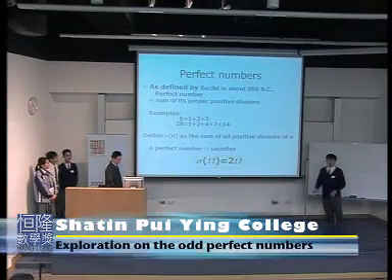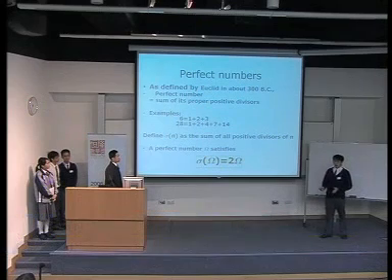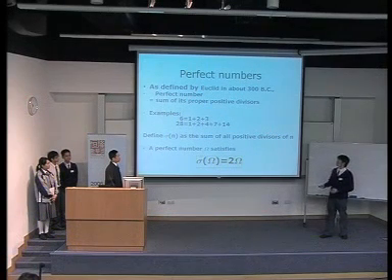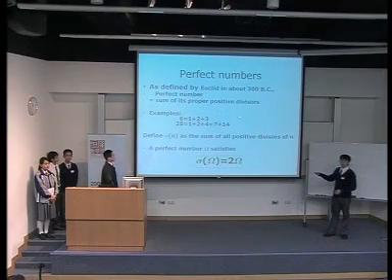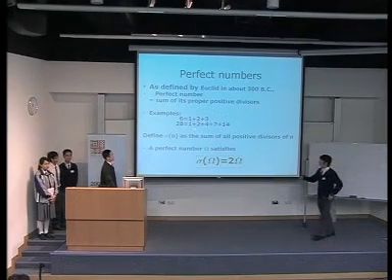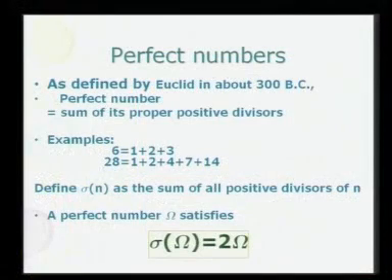So what is an odd perfect number? Euclid first defines this concept in 300 BC. A perfect number is equal to the sum of its proper positive divisors. For example, 6 is a perfect number because the sum of factors of 6, 1, 2, and 3, is equal to 6. So we define sigma n as the sum of all positive divisors of n. A perfect number, omega, should satisfy sigma omega equal to 2 omega.